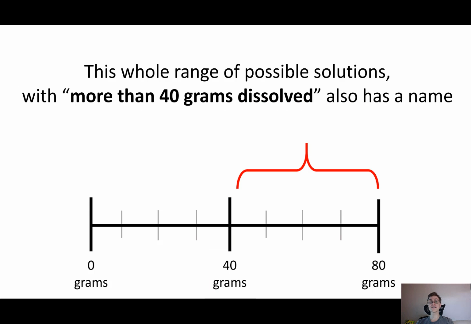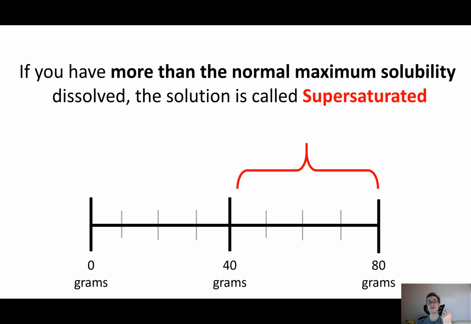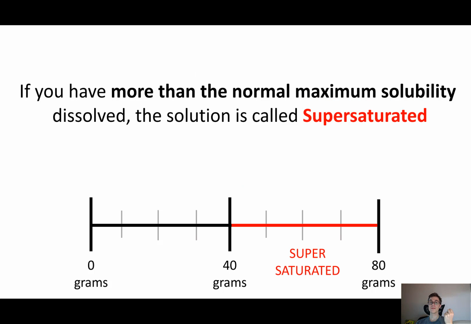Finally, we have this right side. If you have more than 40 grams dissolved in water, it also has a special name. If you have more than the maximum amount dissolved, the solution is called supersaturated. So this whole right side of the graph goes from 40 all the way up to infinity. Anything with this amount dissolved would be called supersaturated.